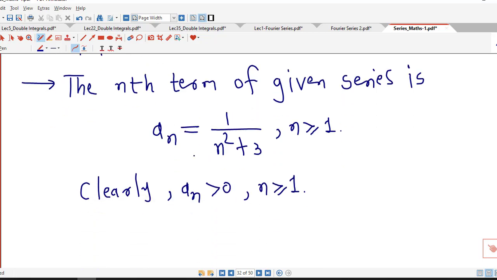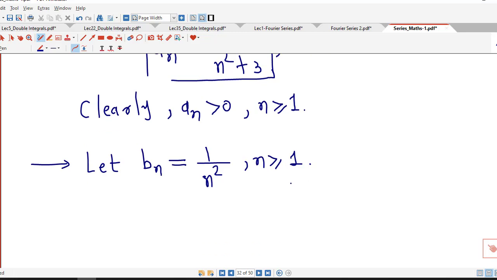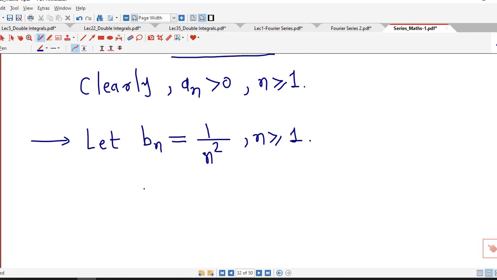Now we observe this nth term. So we can see this looks like 1 over n square. So we can try with bn equal to 1 by n square. Suppose we consider bn equal to 1 by n square, n is greater than or equal to 1. And we try to establish the relationship between an and bn.